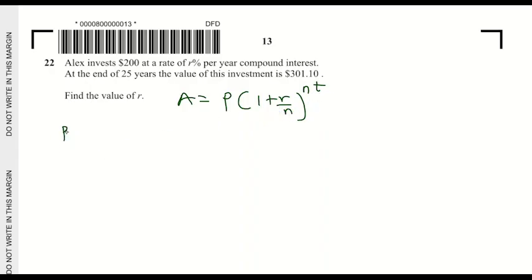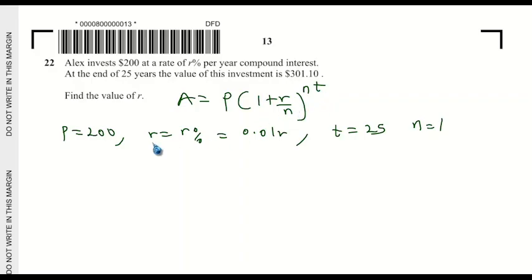So from there, P equals 200 and R equals R percent, which you can write as 0.01R when you divide by 100. Then the time T is 25, and N equals 1 because interest is paid once in a year.